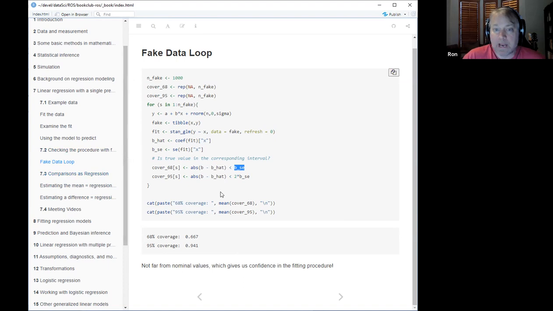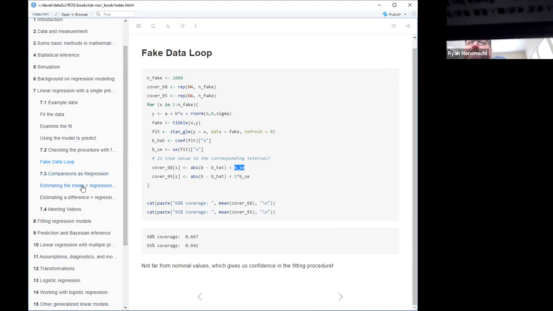So that to me is the highlight of this chapter, this cool little drilling down deep into what regression is doing, without treating it as a black box. That's kind of nice.